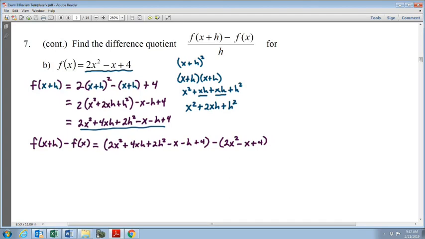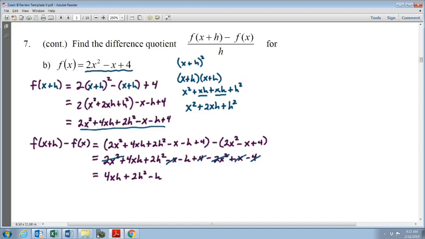Now one thing we're seeing is when we do this part, these 3 terms that we're going to get are going to end up canceling out 3 terms from what's in the other parenthesis. So let's finish this out. So I drop the parentheses there. I'm going to distribute the negative here, so all my signs are going to change. And then notice we can cancel out the 2x squared and the minus 2x squared, the minus x and the plus x, and the 4 and the minus 4. So what we're left with is 4xh plus 2h squared minus h.